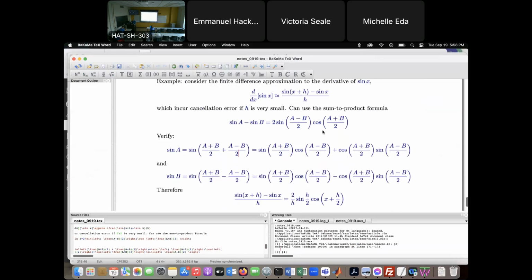Now I plug this trig identity into my problematic difference quotient. I know I've used the word problematic a lot today. Sorry, not sorry. And I get this expression, which does not have any cancellation-prone subtraction in it. Okay, questions about these examples? The key is to understand why the original expression is not good to use, and how the revised expression no longer has that issue.